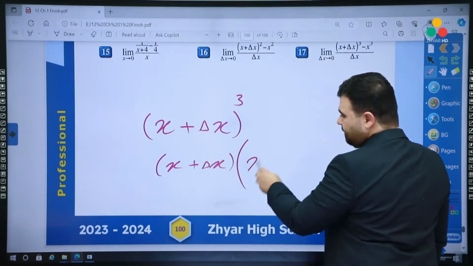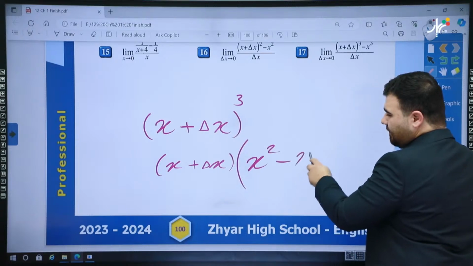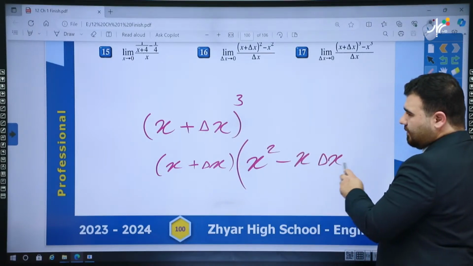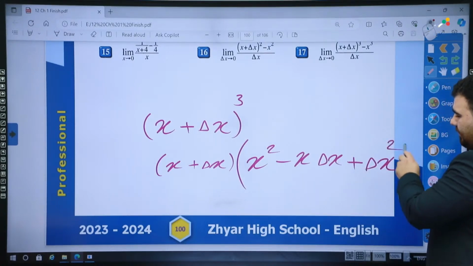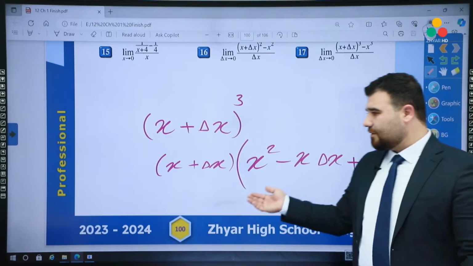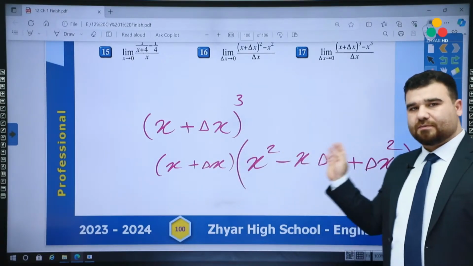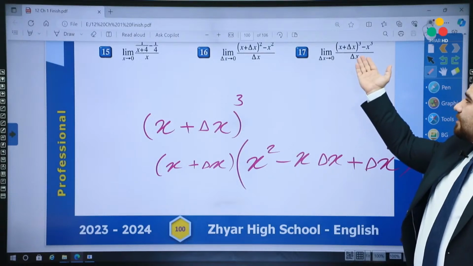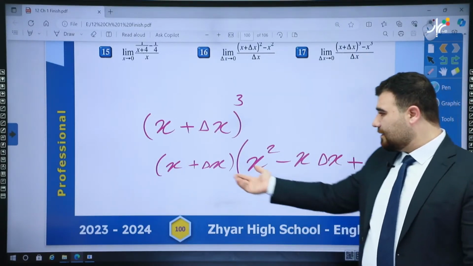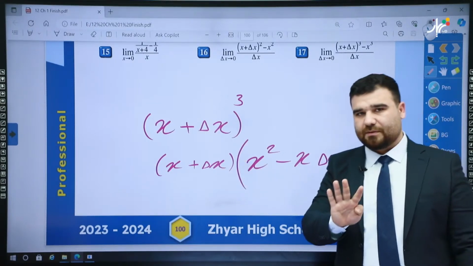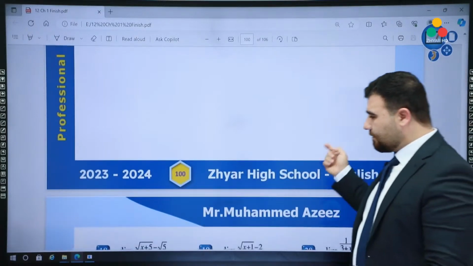first term power 2, minus first times second x delta x plus second power 2 delta x squared. Now this is the expansion. We can multiply this x by everything, multiply delta x by everything. Then the expansion for a bracket with x power 3 is long, and later when we simplify, we will have only 4 terms remaining. But the fast way works all the time. It's the best for multiple choice.